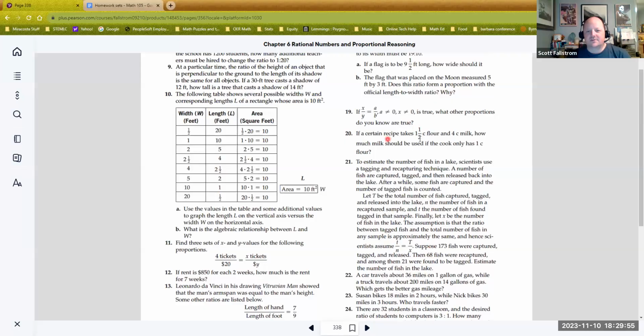What else do I have? A certain recipe takes this much flour and this much milk. How much milk should be used if I only have 1 cup of flour? Ooh, scaling down, creating a nice proportion there.